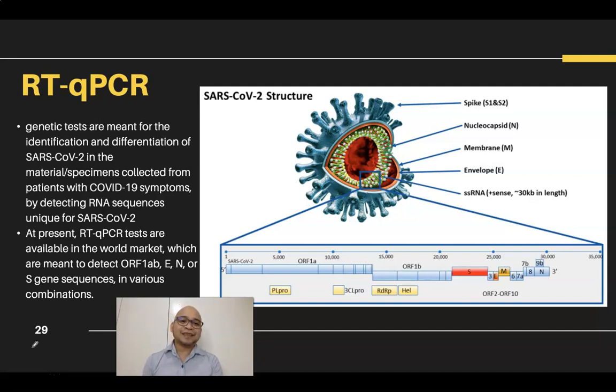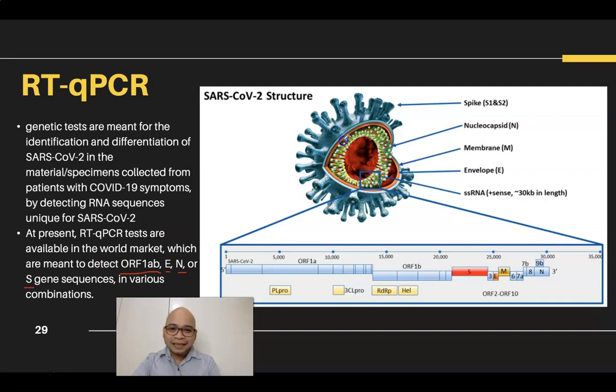When you say unique, that is very important because we do not want to show cross-reactivity. Cross-reactivity will result in false positives. So that's the reason why RT-PCR is very sensitive, and it is also very specific. The reason why it is very specific is because at present, this particular RT-PCR is actually meant to detect the ORF1ab, the E, the N, and the S gene sequences, and in various combinations.